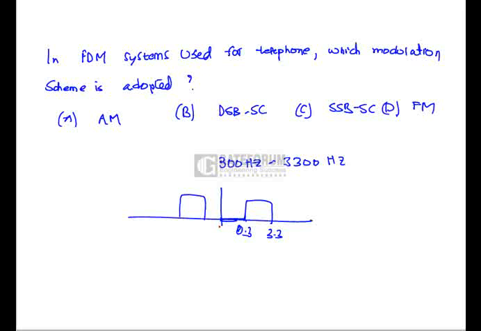So there is a gap from the origin, that is the lowest frequency, 300 Hz, which provides the transition band for the filter design. So there is no overlap in the lower sideband frequencies. Hence the most optimum choice is single sideband suppressed carrier. Hence option C is correct.